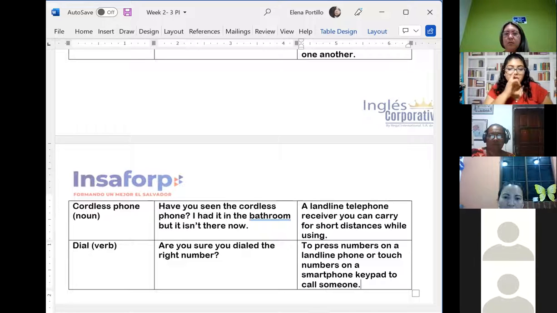So in the first one, the cordless phone, it's talking about the teléfono inalámbrico, those phones that were very famous some years ago, that we have the base in one place and the telephone in another place, and we can carry them around the house. El primero es aquel teléfono inalámbrico que tenía su base, pero que nosotros podíamos tomarlo a diferentes lugares de la casa. Y el segundo es marcar los números en el teléfono.